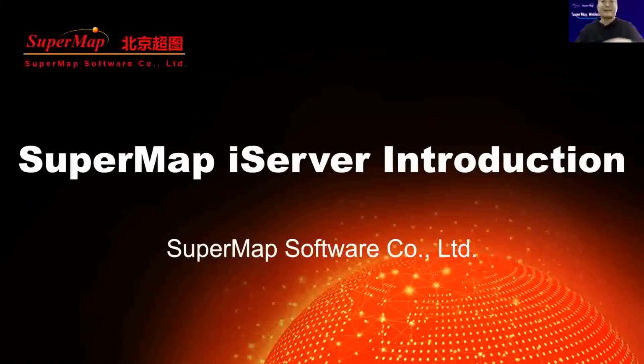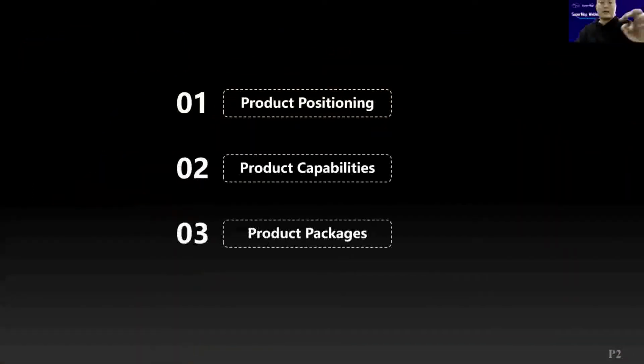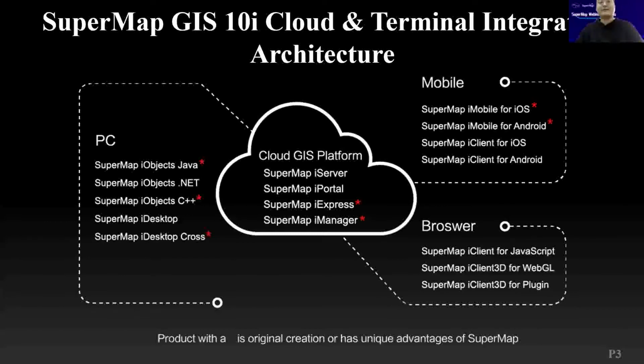Okay, let's start. First, this is the SuperMap iServer introduction, and the content of this topic will be these three: the product positioning, product capabilities, and the product packages. First, it is the product positioning, and we can see this diagram is showing all the SuperMap products, and SuperMap iServer is the core product inside of the Cloud.js platform.